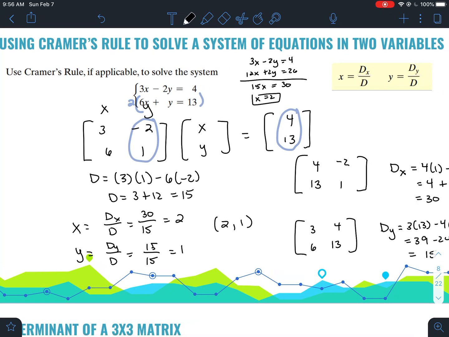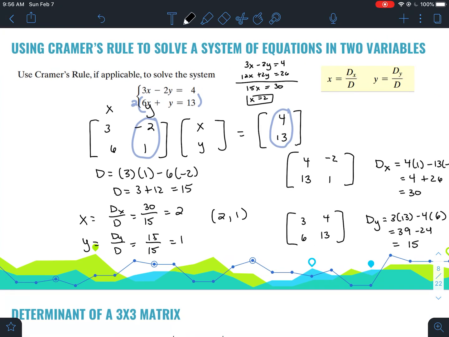So again, to use Cramer's rule to solve a system of equations, you find the determinant of the original coefficient matrix, and then you replace the x column with the solution column and find the determinant of that matrix, which we call d sub x.